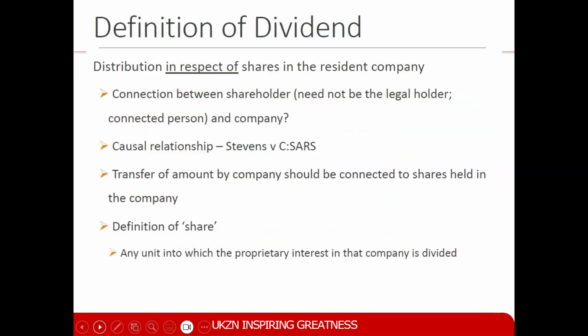So distribution of shares is connected to the connection between shareholders. You see, it cannot be a legal holder, but in the company. So we must be a shareholder, and there must be a person having a right towards the company. Then the company is distributing this dividend to this person. Your causal relationship can be found in the Stevenson versus Commissioner for Inland Revenue case. So a transfer of an amount by a company should be connected to shares held in the company. As you can see, they are trying to establish a little bit of that causal link.